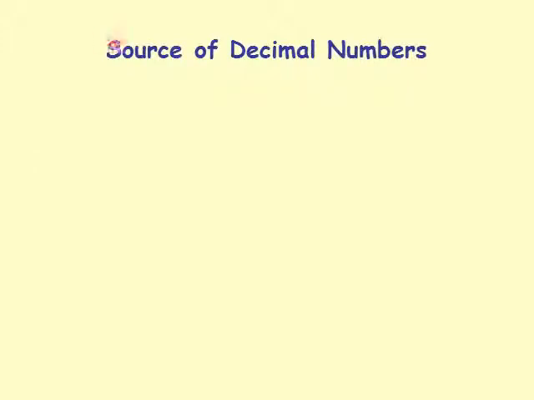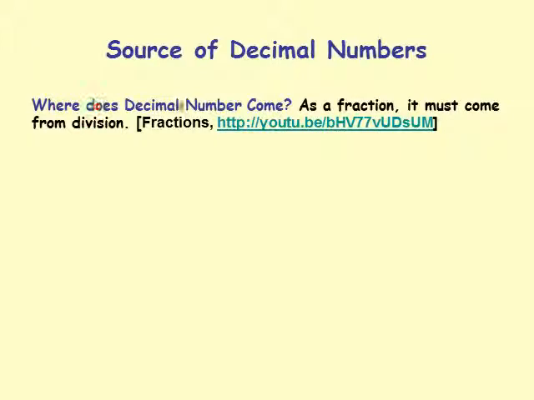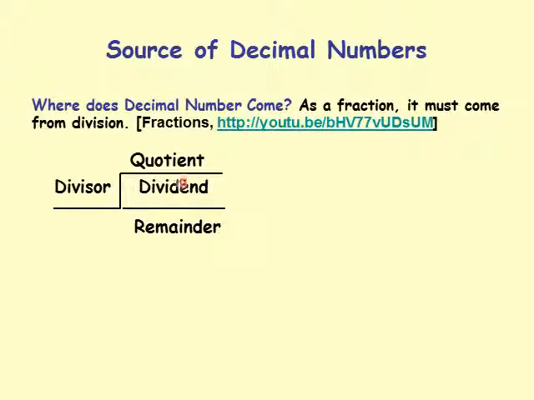Okay, let's see where decimal numbers come from. Where did decimal numbers come from? As a fraction, it must come from division, and we have a video on fractions here. So this is the division here. Dividend is divided by divisor, and the answer is quotient with the remainder at the end.